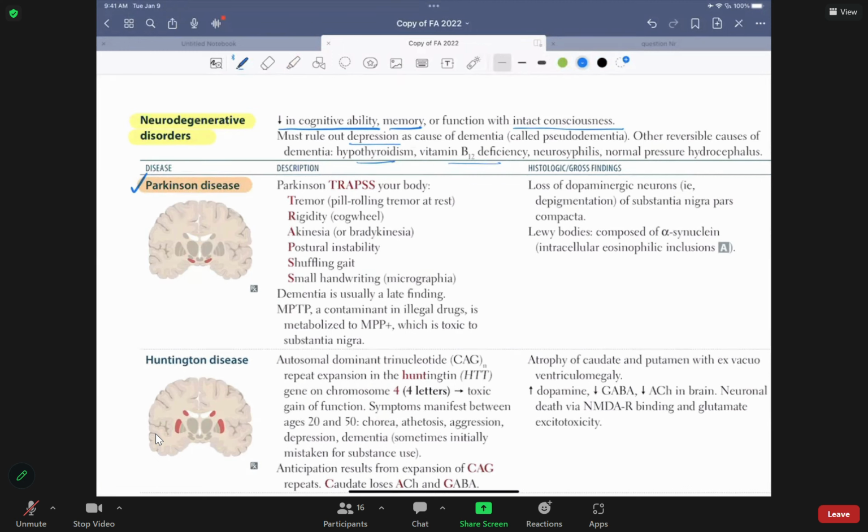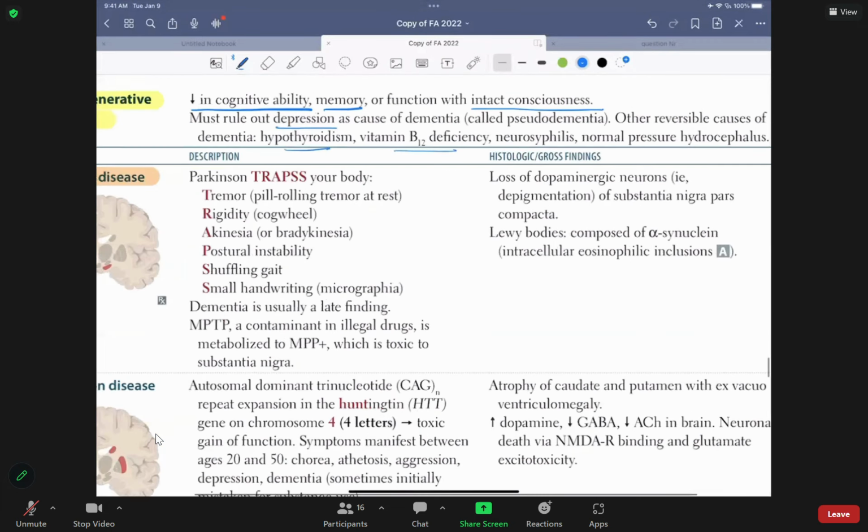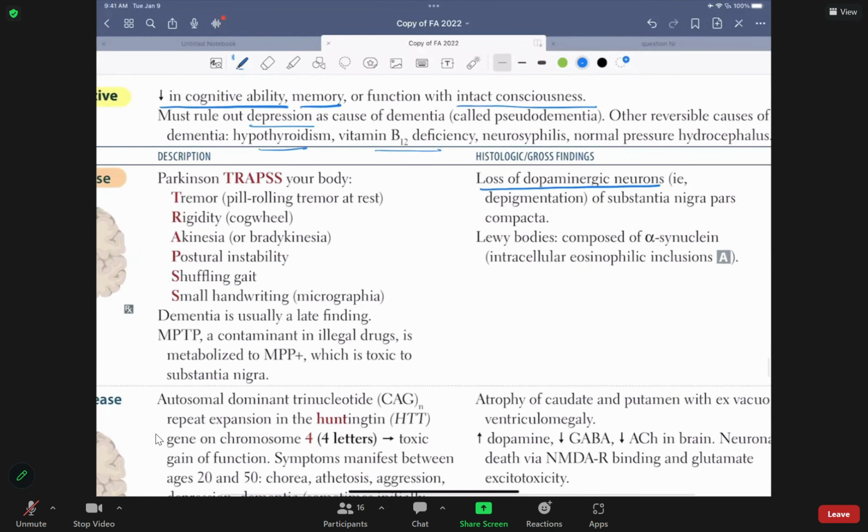Now, what's the problem with Parkinson's disease? Loss of dopaminergic neurons. There's no dopamine in the substantia nigra. Look at that, pars compacta. Only pars compacta is affected, not reticularis. Is that clear, folks? The old NBME, they removed that.